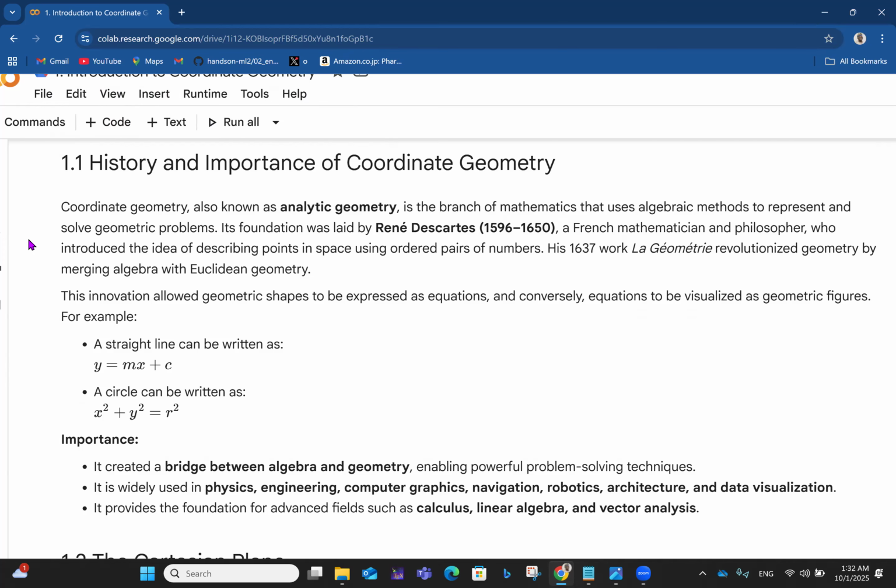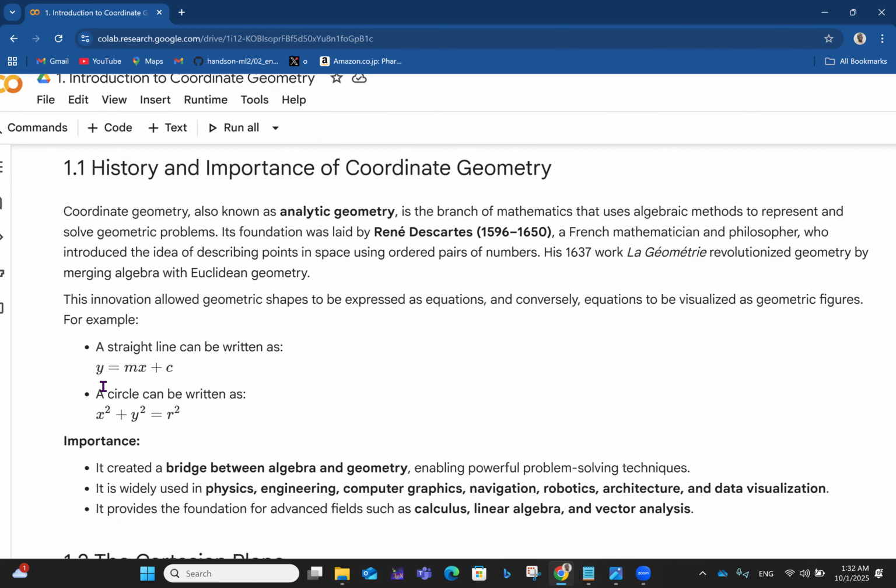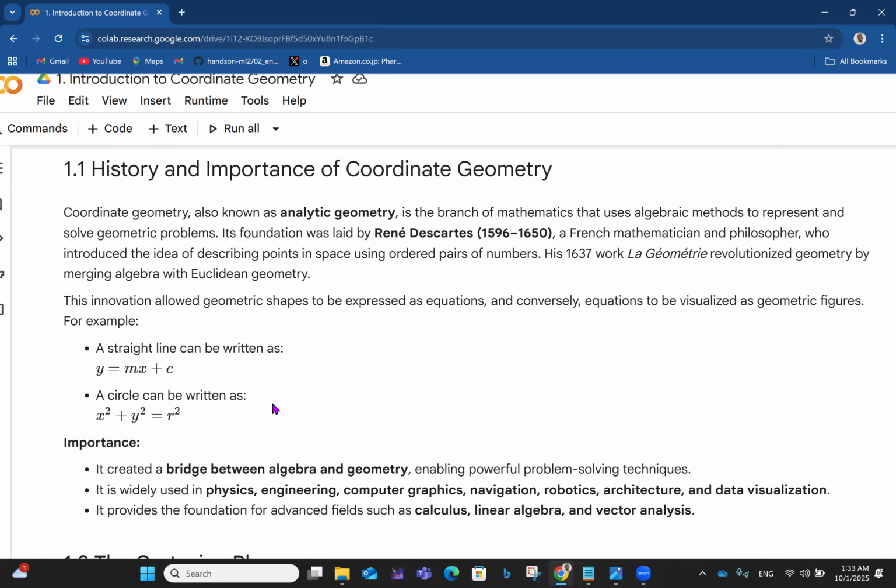La Géométrie, revolutionized geometry by merging algebra with Euclidean geometry. So this innovation allowed geometric shapes to be expressed as equations, and conversely, equations to be visualized as geometric figures. So coordinate geometry can be seen as that which marries algebra and Euclidean geometry together. For example, we can represent a straight line as y equals mx plus c, and the circle can be written as x squared plus y squared equals r squared, all thanks to René Descartes.